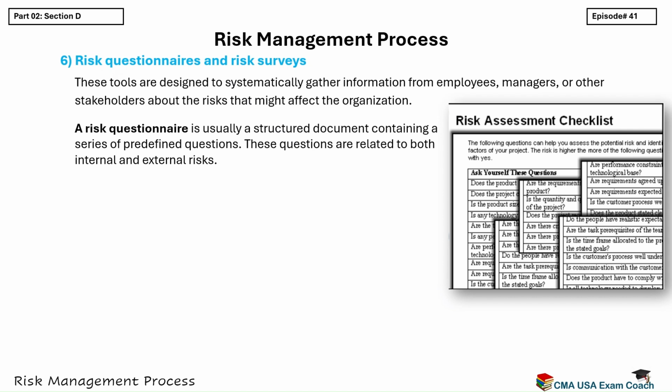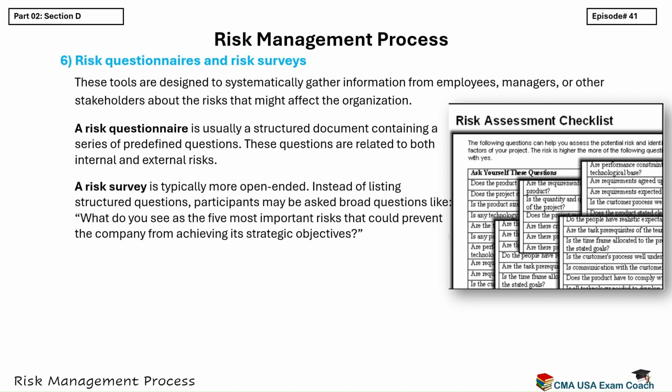For example, internally, the questionnaire may ask about risks related to customers, creditors or investors, suppliers, day-to-day operations, products, or even physical facilities. By answering these questions, management is forced to think carefully about where vulnerabilities might exist inside the company. A risk survey, on the other hand, is typically more open-ended.